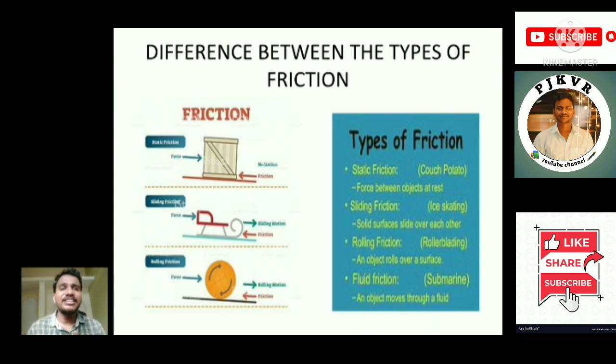Now we move on to the difference between the types of friction. I already told you the types of friction: static, sliding, rolling and fluid friction. What are the differences? Static friction is when an object is at rest. The sliding friction is when surfaces slide over each other. The rolling friction is when an object rolls over the surface. The fluid friction is when an object moves through a fluid. These are the differences between the types of friction.